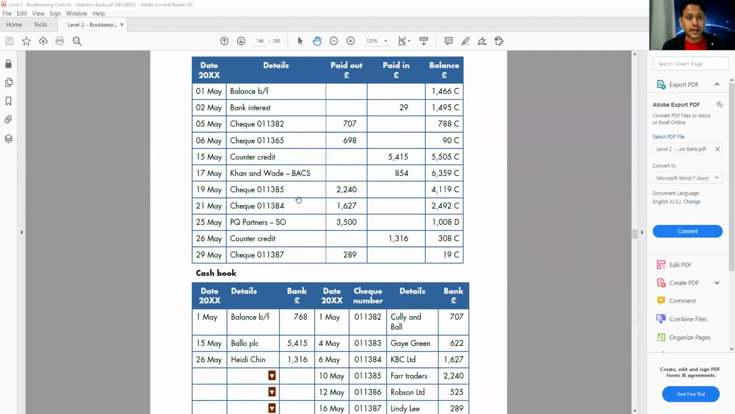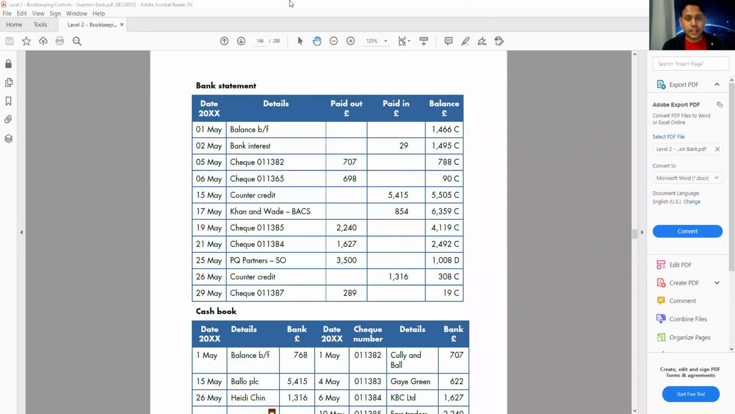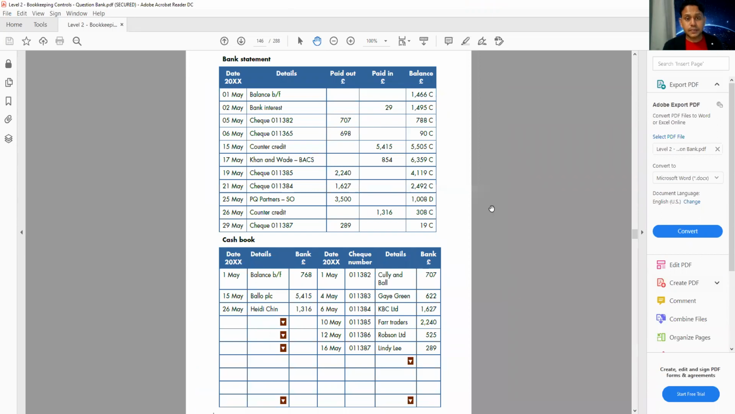All we need to do is update our cash book. So let's do that. How do we update the cash book? We look at our bank statement, and of course, anything that is missing on the cash book, we record in our cash book. Remember, paid in on the bank statement is linked to the cash book debit side, and paid out on the bank statement is linked to the cash book credit side. When we check the paid in, it goes with the cash book debit side, and when you check the paid out, that will be the cash book credit side.